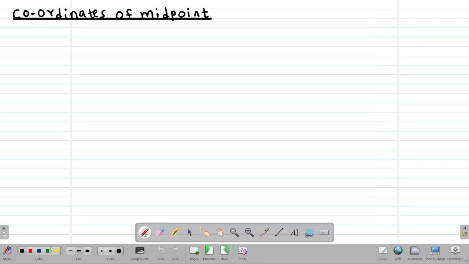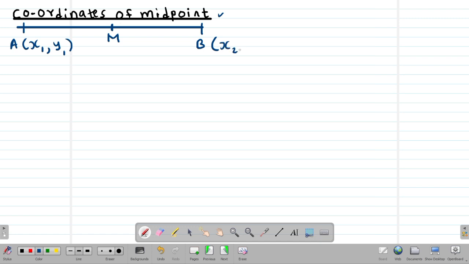Now, the other concept that we look at is the concept of coordinates of the midpoint. To understand this, let's consider this particular straight line here. Suppose this is our straight line having the points A and B. Suppose this is the point A having the coordinates x1, y1. Then suppose this is the midpoint of this line, the point M. Then we also have another point B on the further end of the line having the coordinates x2, y2.